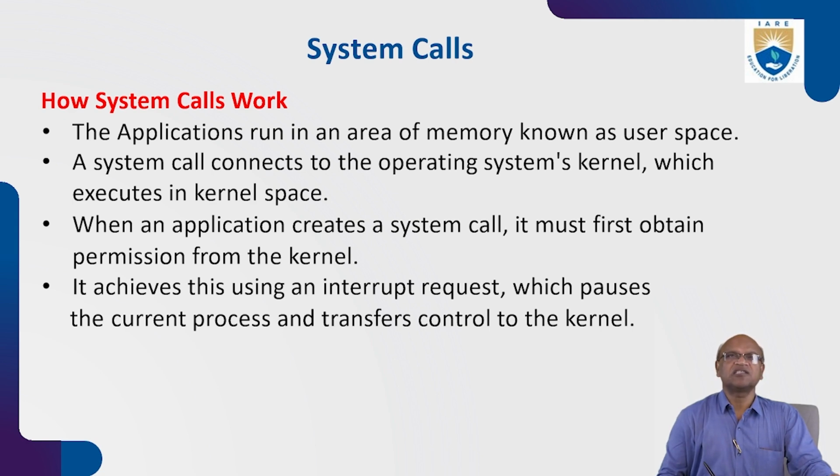When an application makes a system call, it must first obtain permission from the kernel. The kernel is a part of the OS. It achieves this using an interrupt request, which pauses the current process and transfers control to the kernel. So the kernel is most responsible. The kernel is a part of the OS only. There are some programs in the kernel, and these programs are different system calls.